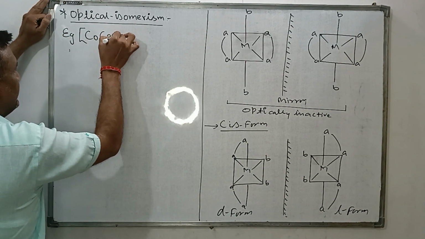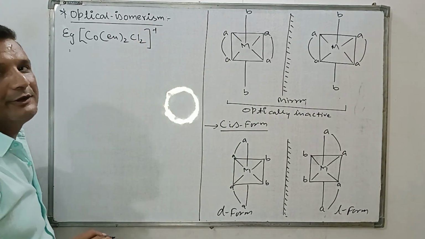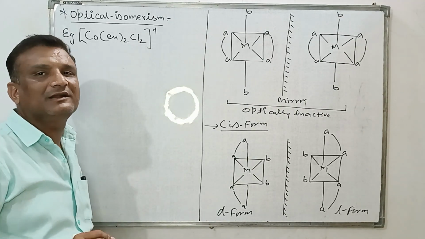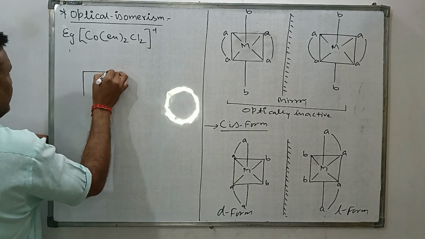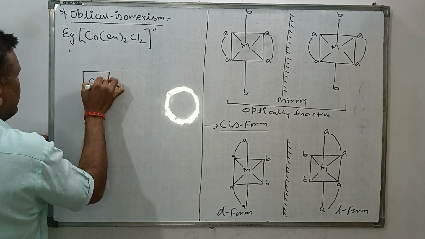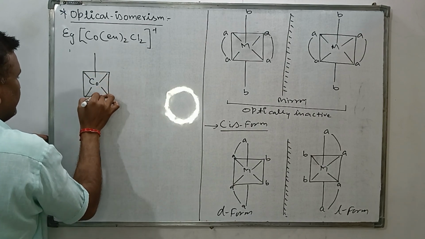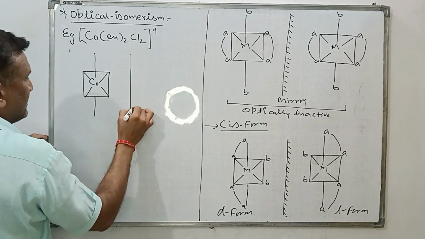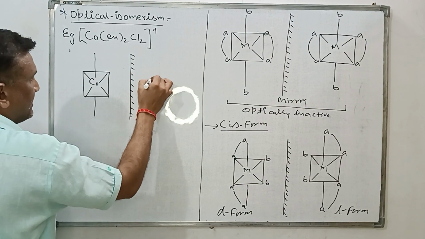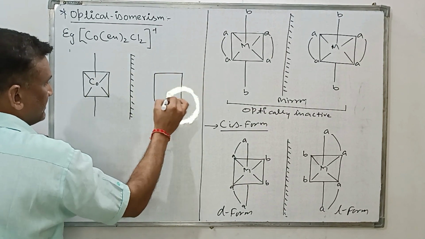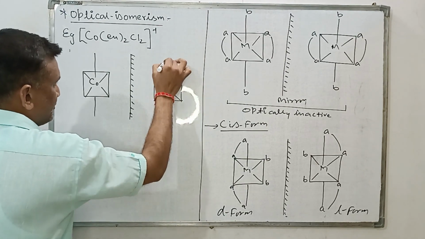Co(en)2Cl2, with a plus charge. You can say dichloride of bis(ethane-1,2-diamine)cobalt(III) ion. So these are the mirror images. This is the cobalt, above the plane and below the plane. This is the mirror, and this is the mirror form, or you can say enantiomer.